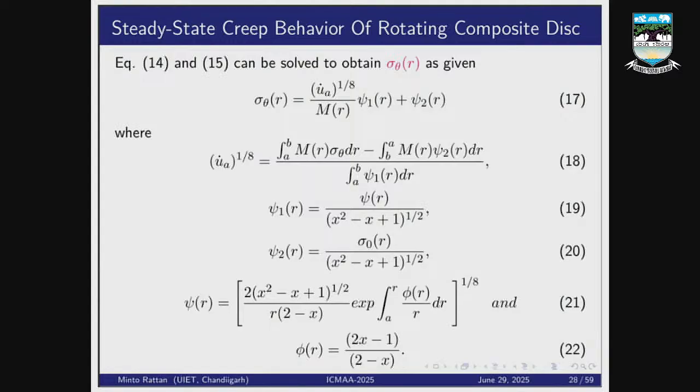Equations 14 and 15 of radial strain rate and tangential strain rate respectively from previous constitutive equations can be solved to obtain tangential stress sigma theta in terms of radial displacement rate at A, creep parameter m, psi 1 and psi 2. Here radial displacement rate at A can be calculated using the given formula in terms of psi 1 and psi 2, where psi 1 and psi 2 can be further calculated using psi and sigma naught. Here psi can be calculated using phi as given in the expression, where phi can be calculated using 2x minus 1 divided by 2 minus x. Here x represents the ratio of radial stress to tangential stress.